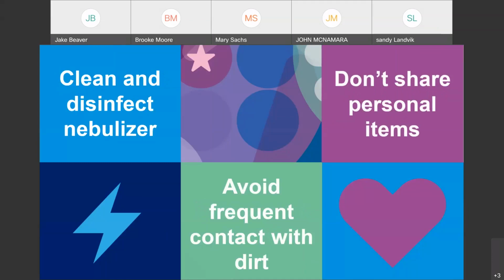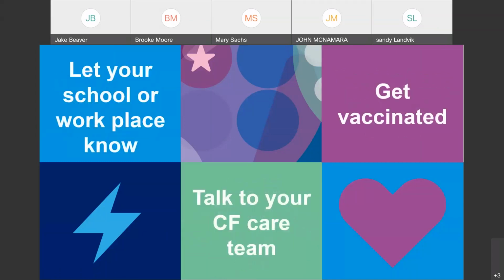Nebulizers are wet, and it's important to care for them properly. Our respiratory therapists should be reviewing that process with you on a regular basis. Don't share personal items, particularly between people who have CF. Avoid frequent contact with dirt. This is particularly important for NTM. Let your school or workplace know that you have CF. If there are other children in the school with CF, they can implement different practices. Get vaccinated, and of course, if you have questions, always know that you can talk to your CF care team.